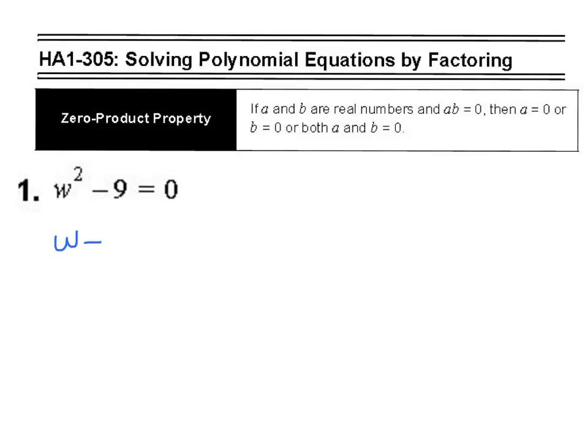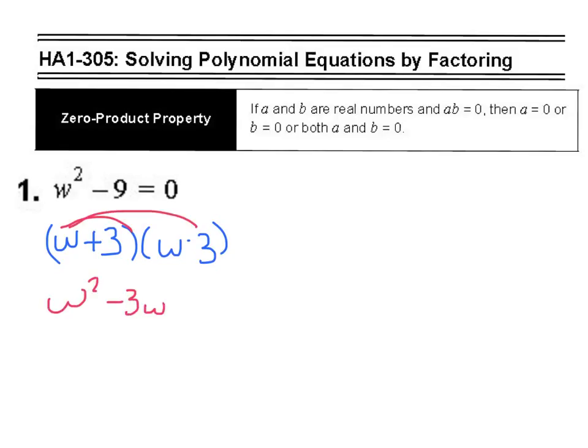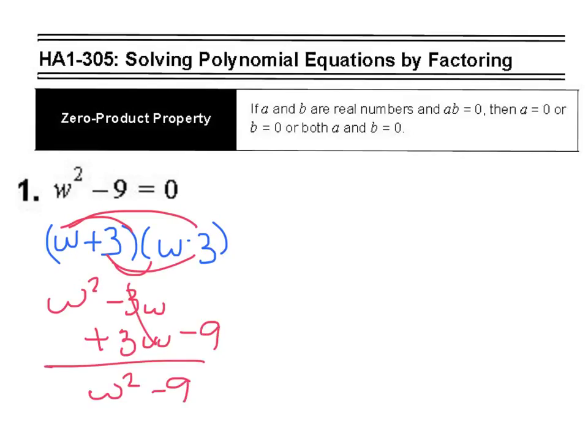This is difference of squares. I can factor that w plus 3 times w minus 3. If you're not sure, you can always multiply it back out and make sure it works. So it's w squared minus 3w plus 3w minus 9. So, yep, we have w squared minus 9. My factoring worked.